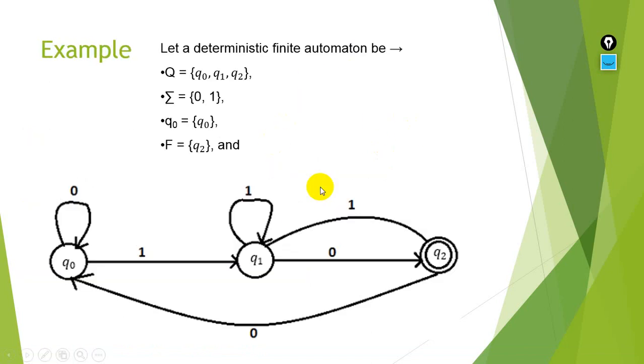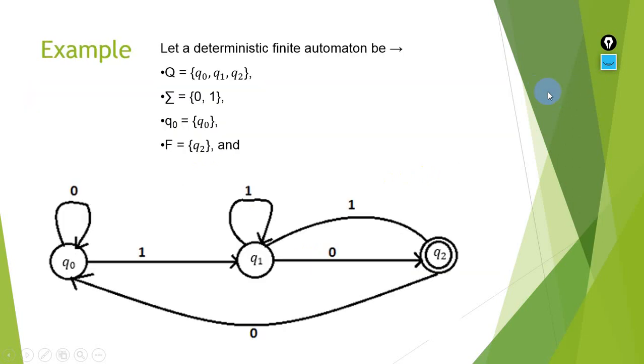Now in the next slide I have another example in which we have inputs 0 and 1, and three states. We have an initial state and also a final state. Now I will explain this example for DFA, how it works. The initial state, final state, and alphabet symbols 0 and 1 are the inputs. This is also a DFA diagram that we have.